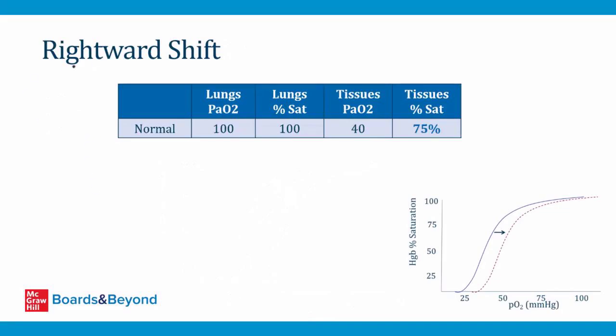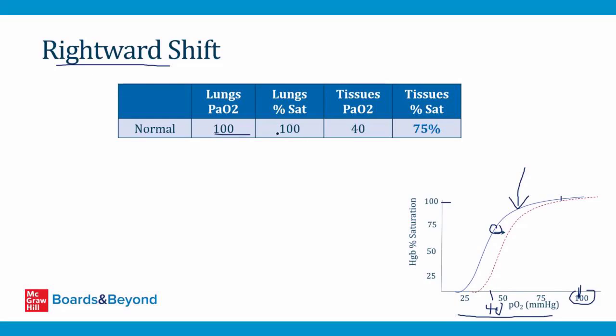Okay, so let's start by talking about what happens with a rightward shift of the hemoglobin dissociation curve. If you look at the bottom right side of the screen, this blue line is the normal hemoglobin dissociation curve. In the lungs, which have a PaO2 of about 100, we have 100% or completely saturated hemoglobin. And in the tissues, which are at about 40, we have hemoglobin that is about 75% saturated. So I've put these numbers on this table.